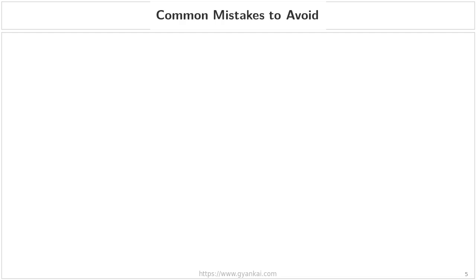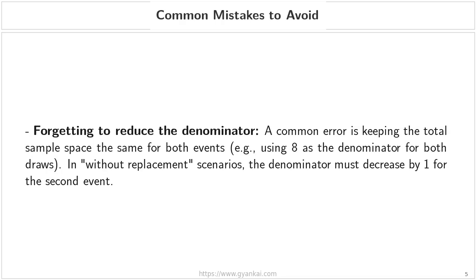Common mistakes to avoid. First, watch out for forgetting to reduce the denominator. This is perhaps the most frequent mistake students make. When you are working without replacement scenarios, like we saw in the previous slide, the total number of items in your sample space must decrease.